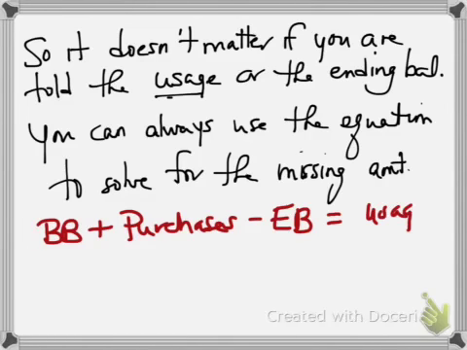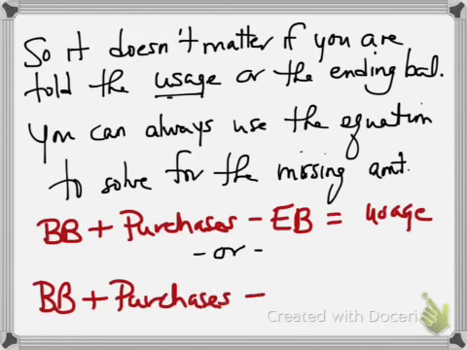And the inventory equation is beginning balance plus purchases minus the ending balance to give you the usage, or if you're told the usage, the beginning balance plus the purchases minus that usage will give you the ending balance. And you can always use this equation to solve for the usage and thereby understand what amount needs to be recorded for a supplies adjustment, or later on when we get to the inventory analysis, what needs to be recorded to cost of goods sold.